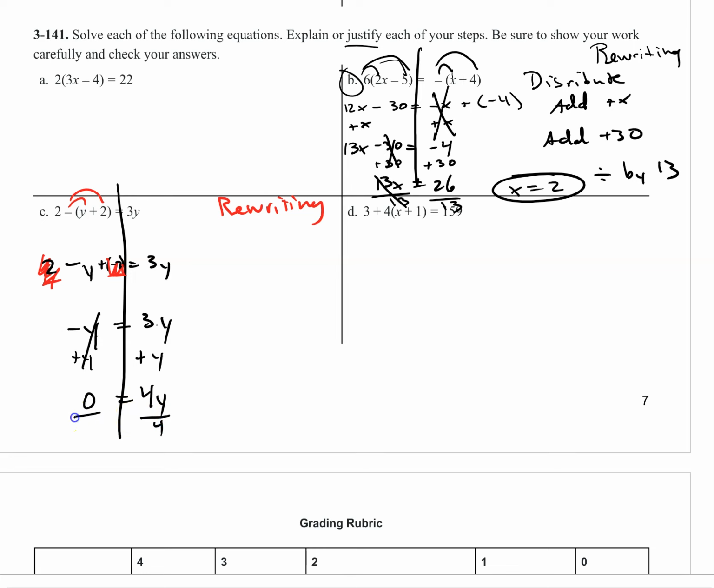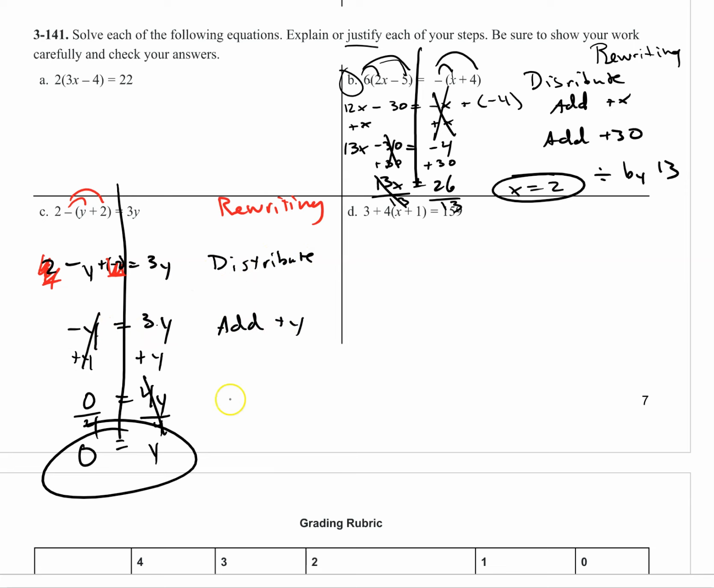Divide both sides by the number in front of y, the coefficient of y. Divide by 4, divide by 4. This is y equals 0. So what do we do? We distribute. And then we add y on each side. Divide by 4. Oh, and after we distributed, we combine like terms. We had 2 plus negative 2 equals 0. They canceled.